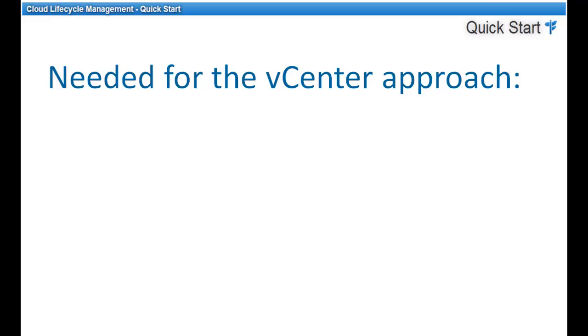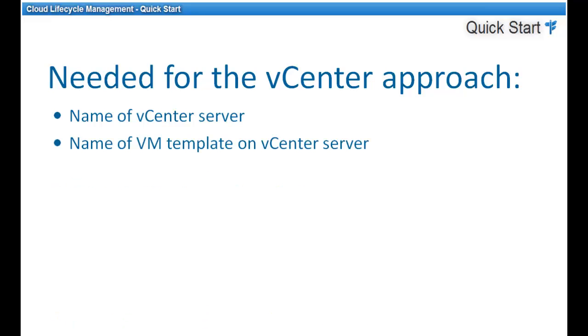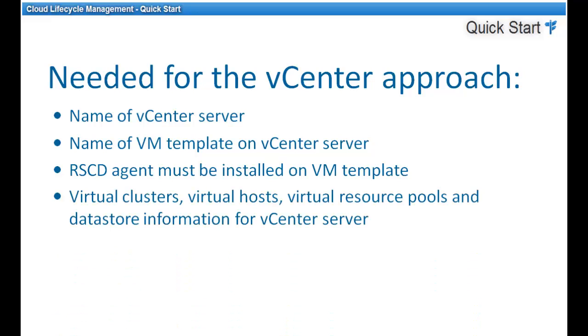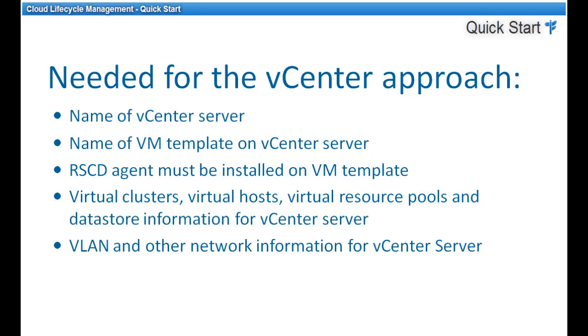To perform a procedure like the one I'm going to demonstrate, you'll need certain information. The name of the vCenter server you want to use, the name of the VM template on that vCenter server, and an RCD agent must be installed on the VM template. You'll need to know the virtual clusters, virtual hosts, virtual resource pools, and data stores for the vCenter server. You'll need VLAN and other network information for the vCenter server, and you'll need to log on to CLM as the cloud administrator. For a full list of all the information required for Quick Start, see the help for BMC Cloud Lifecycle Management.